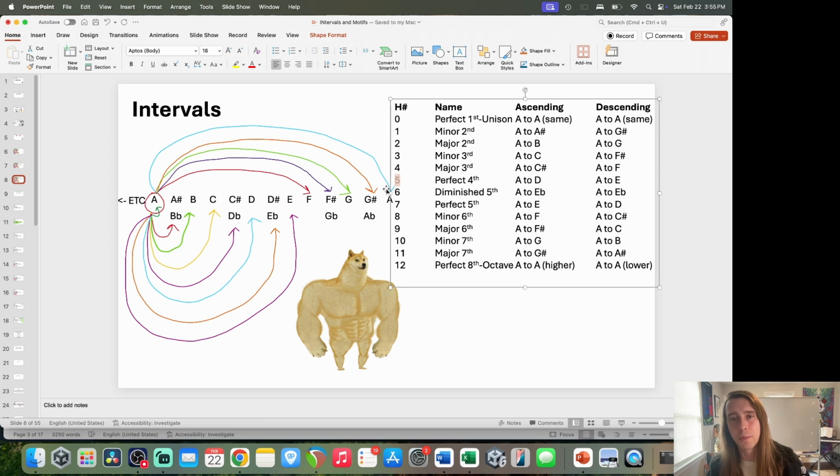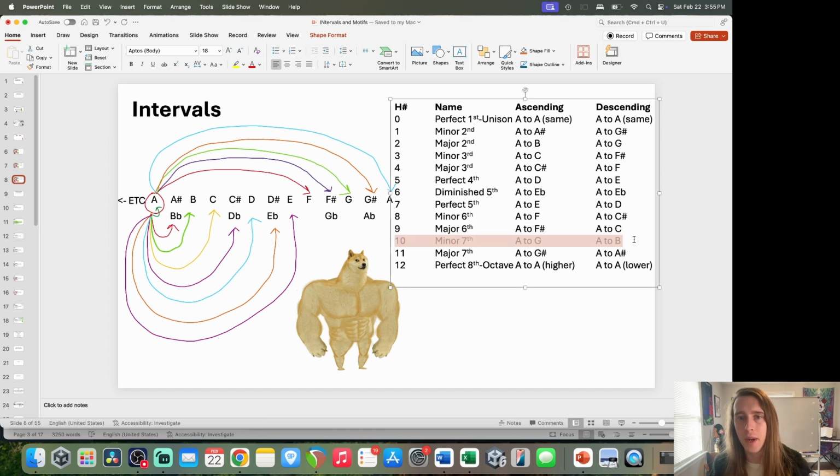Five half steps is a perfect fourth, which is A to D ascending, A to E descending. Six half steps is a diminished fifth, which both ascending or descending is A to E flat. Seven half steps is a perfect fifth, so ascending is A to E, descending is A to D. Eight half steps is a minor sixth, so A to F ascending, A to C sharp descending. Nine half steps is a major sixth, which is A to F sharp ascending, A to C descending.